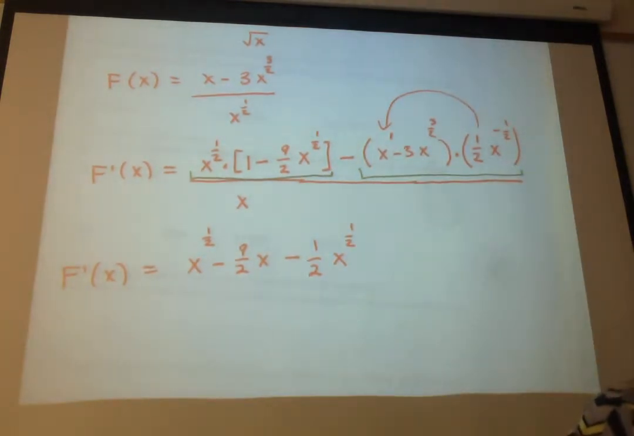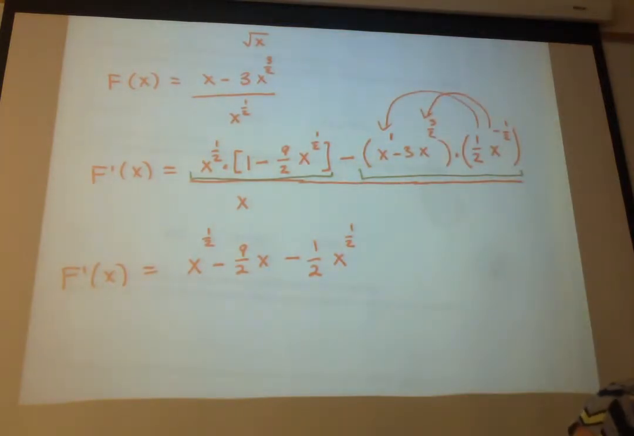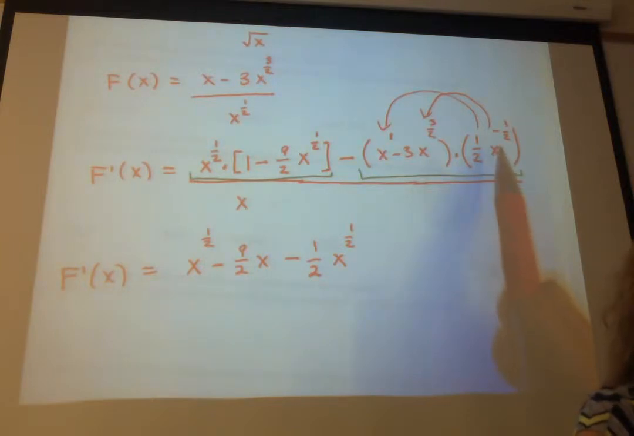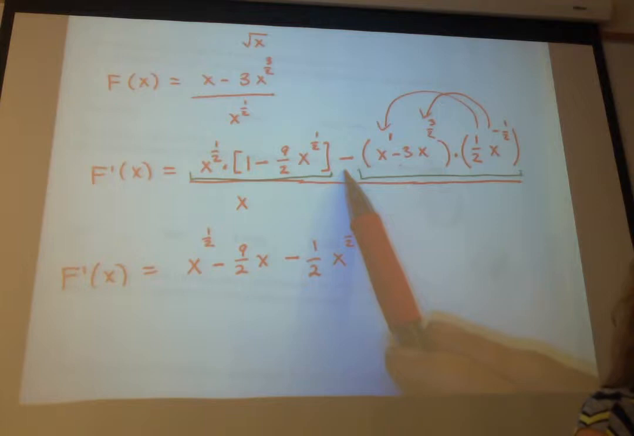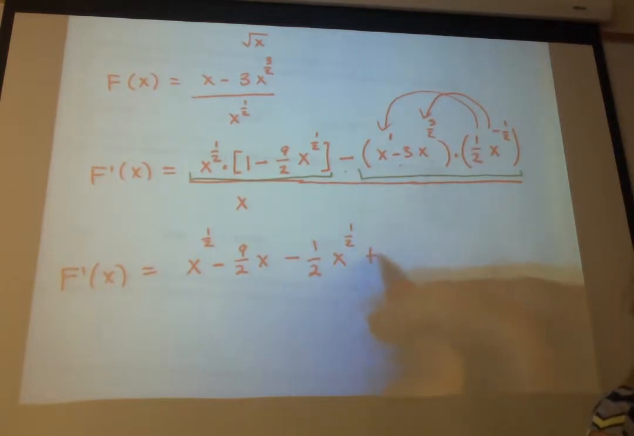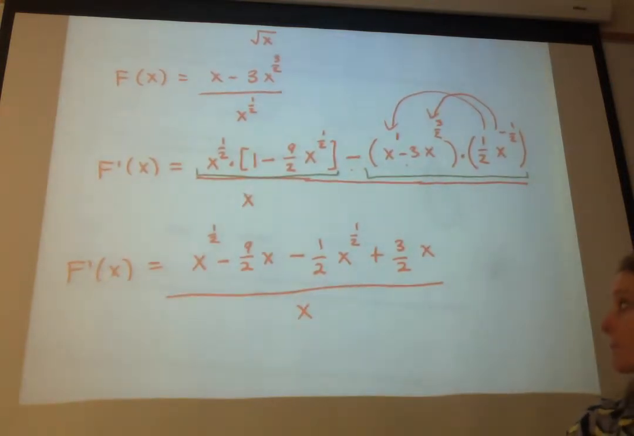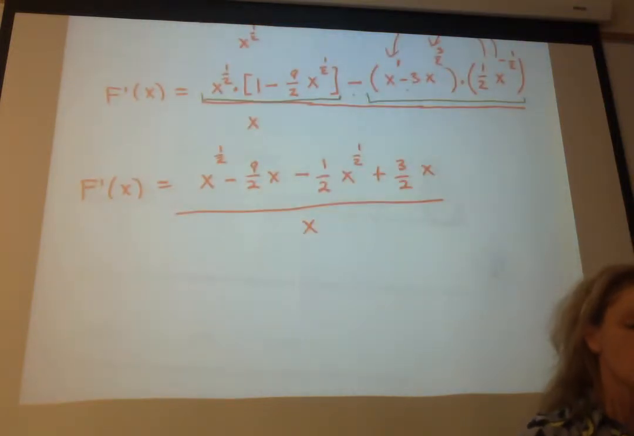All right, okay. Then he's going to distribute here. What are we going to get? Good. 3/2 plus a negative 1/2 would be x to the 2/2, which is x. Then we have a negative times a negative. It's going to be positive. All over x. Okay. So now I'm at this point.